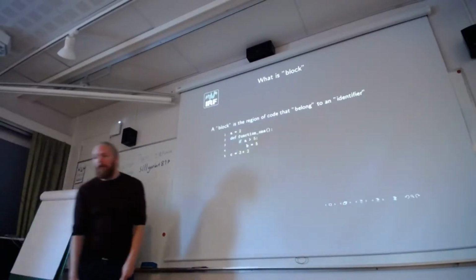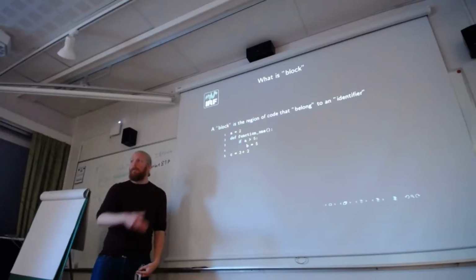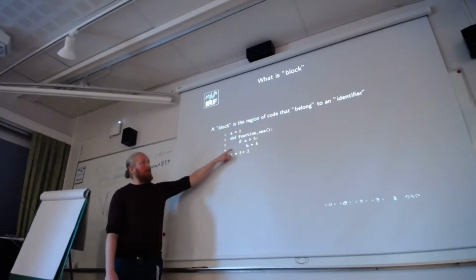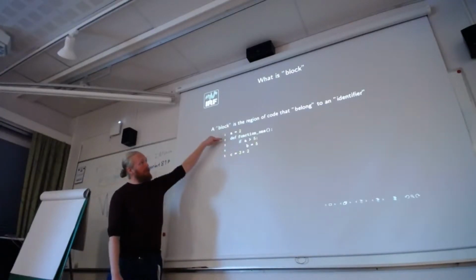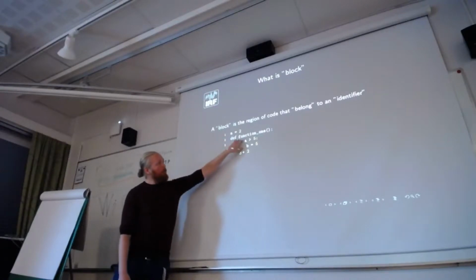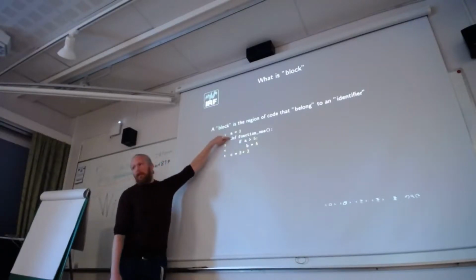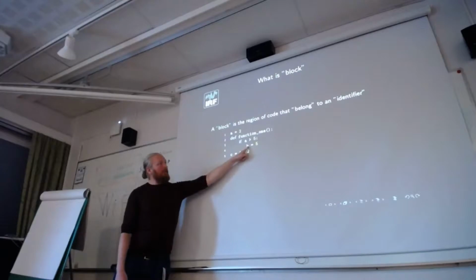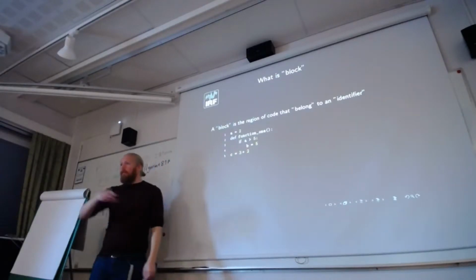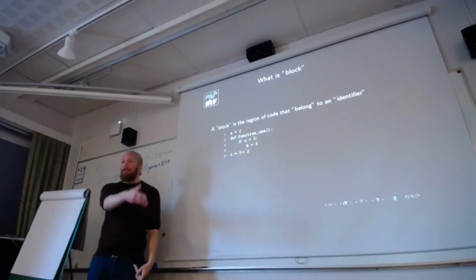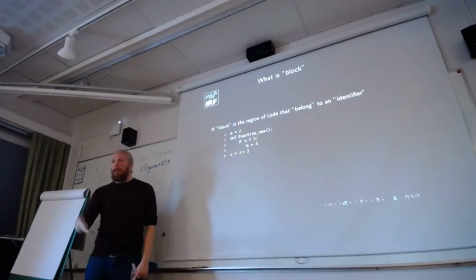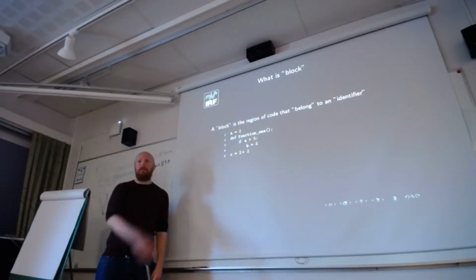And of course, you can have blocks that belong to blocks. So here we have 2 indentations, here we have 1. That means that all of this code belongs to this identifier, but this line belongs to this one. So it's recursive. You stack indentation on top of each other, and everything with more indentation belongs to the block above.